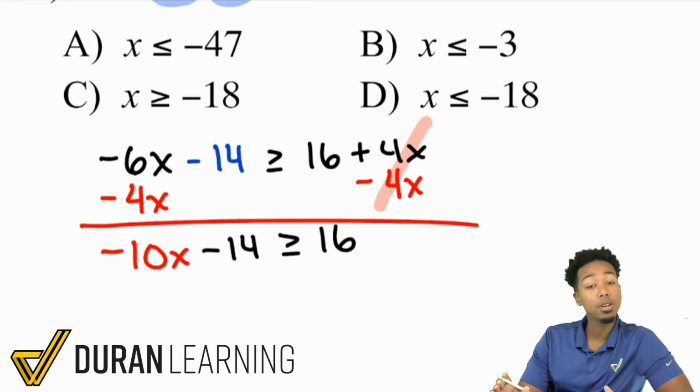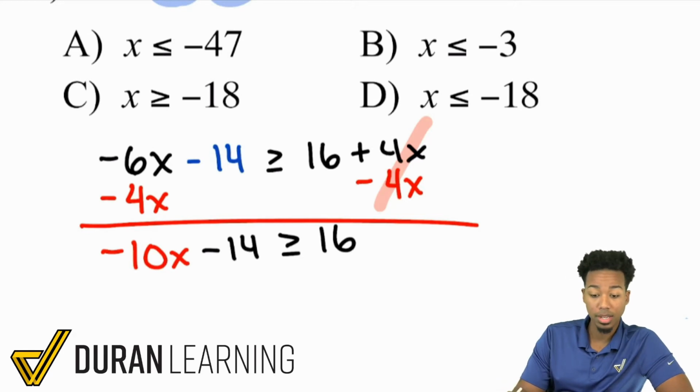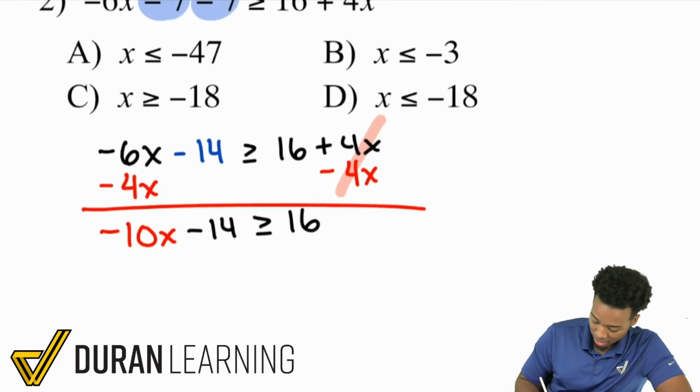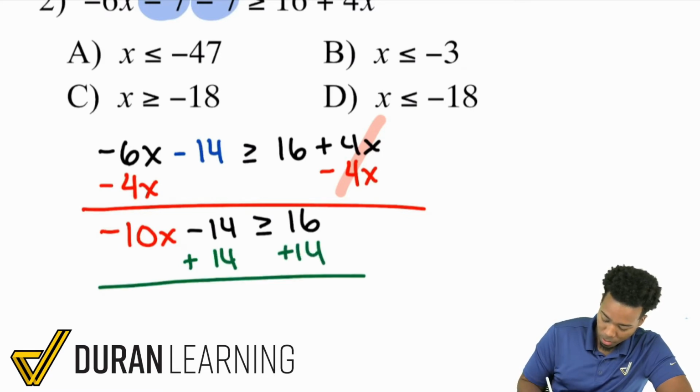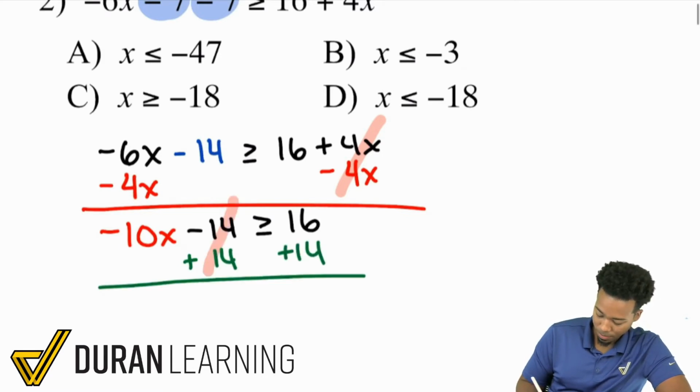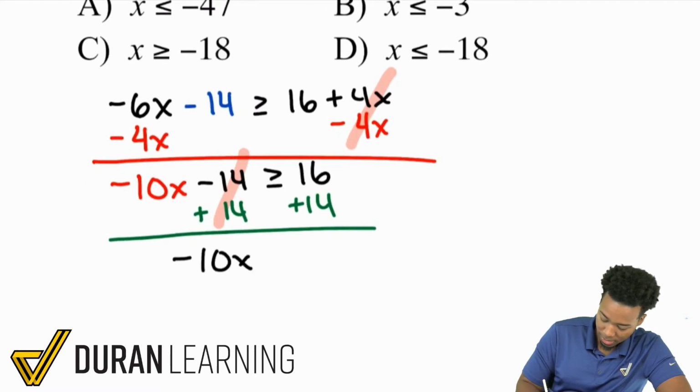So our next step from here, my party people, is this. We're going to go ahead now and move that negative 14 over by adding it to both sides. Once we do that, it cancels out, and what we're going to have here is negative 10x is greater than or equal to 30.